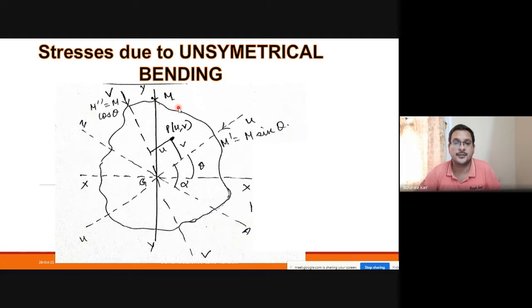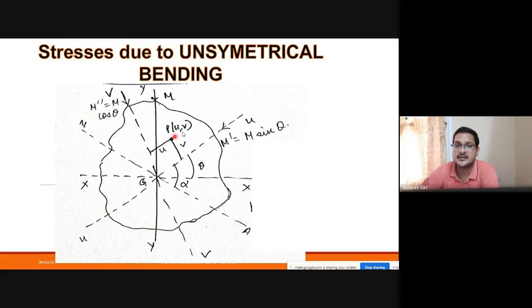Based on this, let us consider the maximum bending moment is applying about the axis YY. So it is vertical, the load is vertical and transverse. Due to the vertical loading, the bending moment is coming in this direction. Now this bending moment will be converted into two components. If theta is the angle of inclination, we get M sin theta in the UU axis and M cos theta in the VV axis.